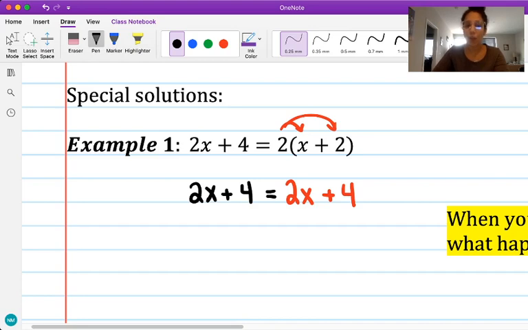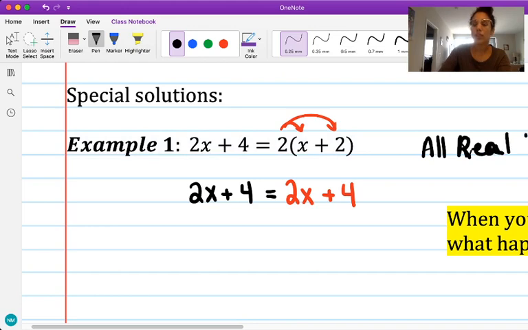Meaning, if I plug 1 in, I'm going to get 2 times 1 plus 4, which is 6, and then 2 times 1 plus 4, which is 6. If I plug 10 in, I get 2 times 10 plus 4, which is 24. I'm going to get 24 here too. They're the same thing on both sides. Meaning, no matter what number I put in, since they are the exact same, they are going to give me the exact same solution. So all real numbers.